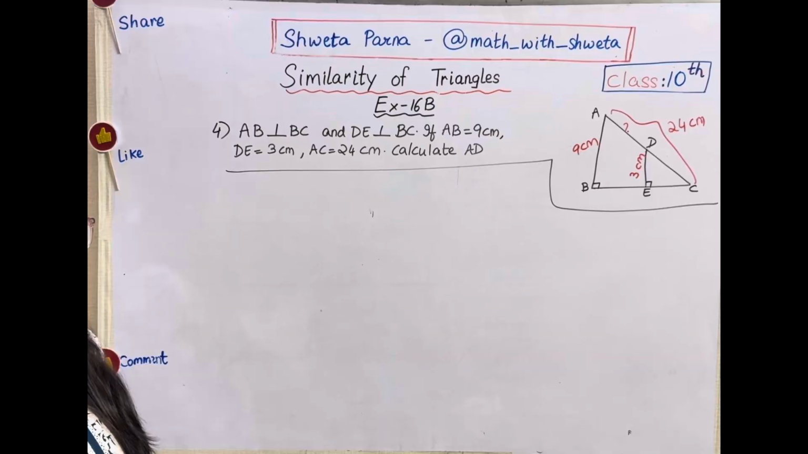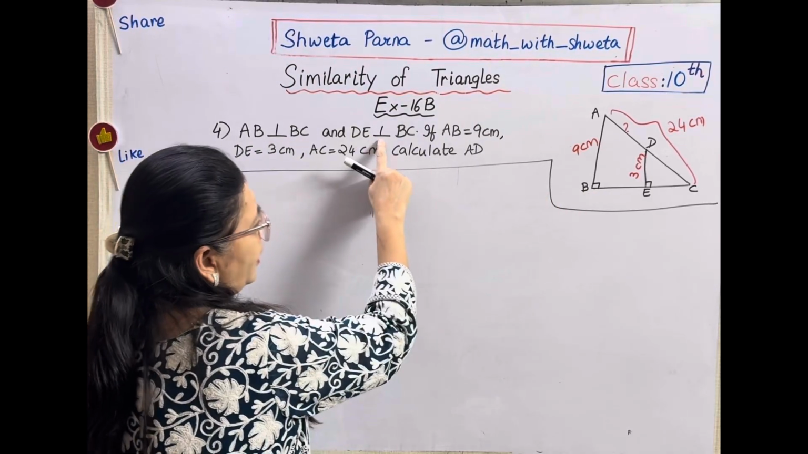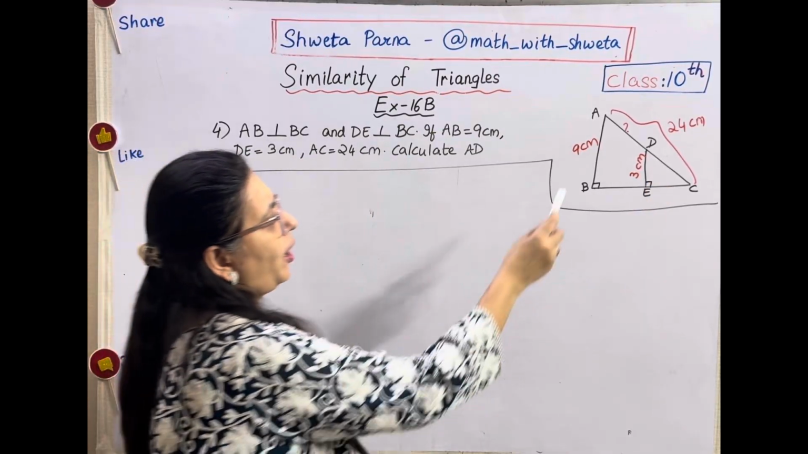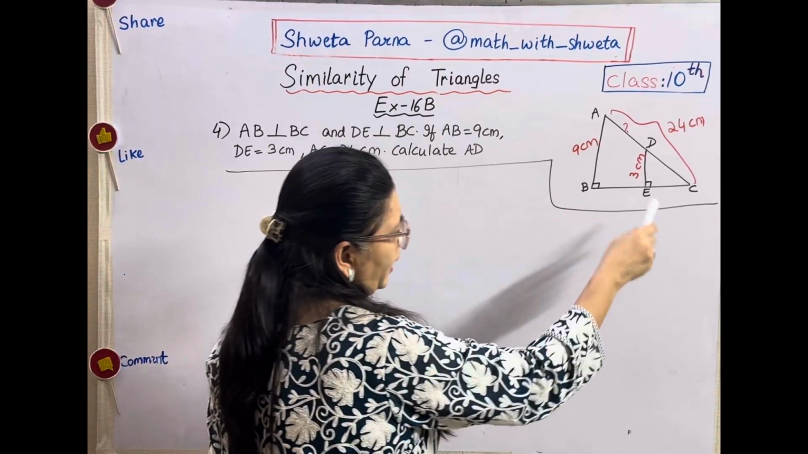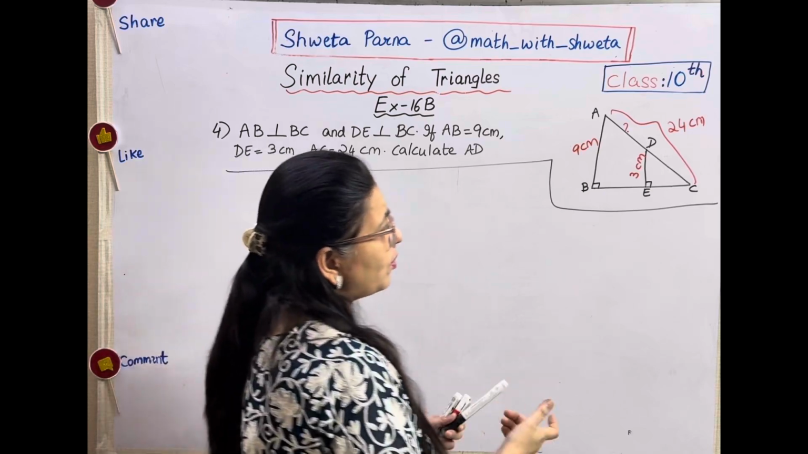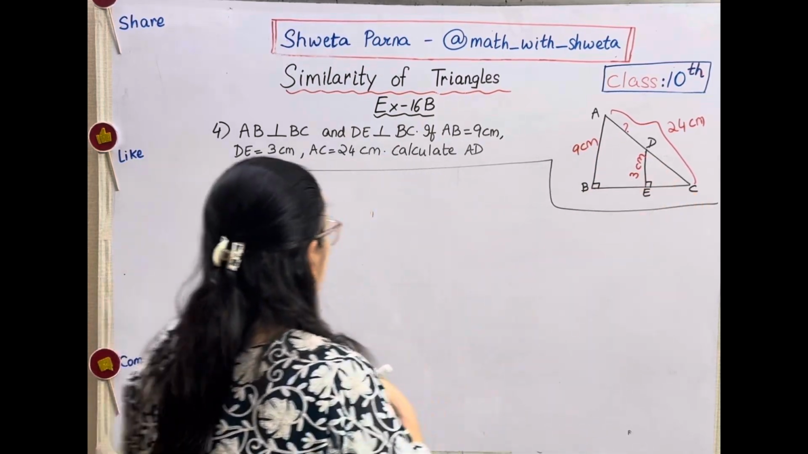Let's go to question number 4. AB is perpendicular to BC and DE is perpendicular to EC. And the measurements are given to you. You have to find the value of AD. First, before taking any measurements, what do you have to prove? That the triangles are similar. Which two triangles will you take? Triangle ABC and triangle DEC.